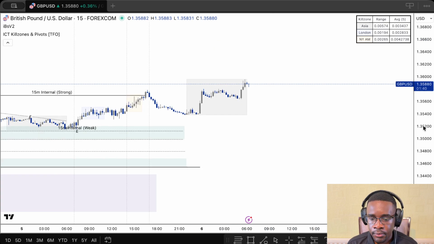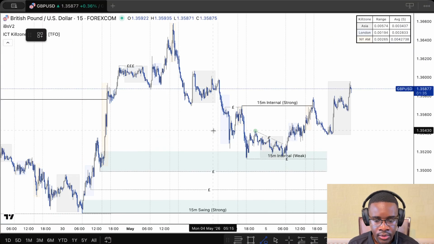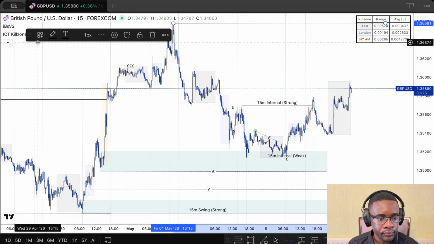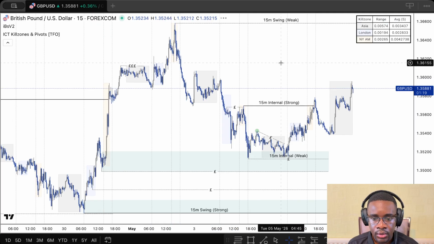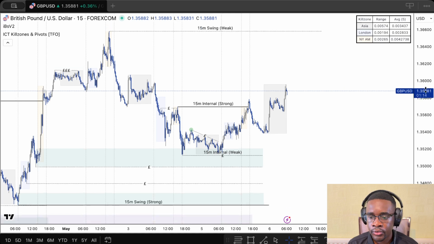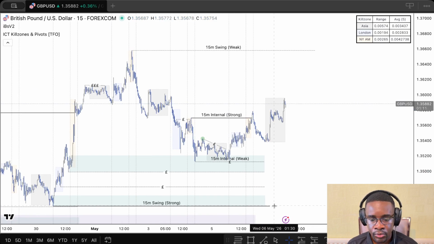So on the 15-minute, the expectation is price could now be going to take out this week high. So that's a swing. This is our swing strong. Boom, that's our range, 15-minute range, which is aligning with the internal structure on the 4-hour.